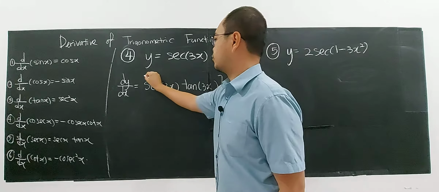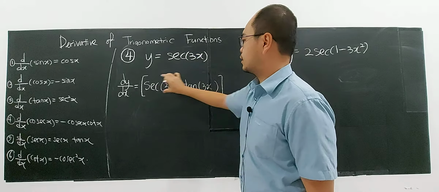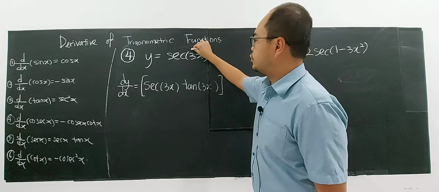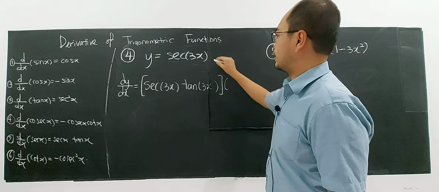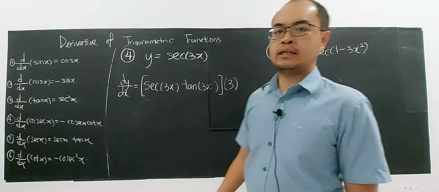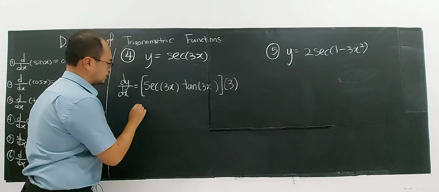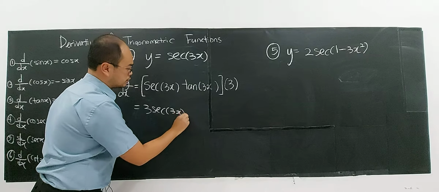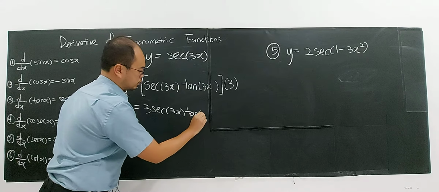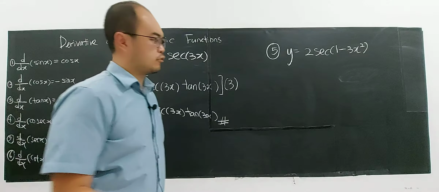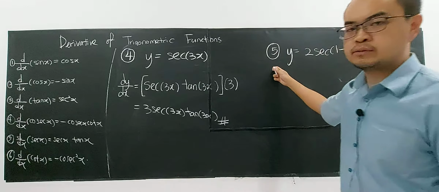This is the first step, right? You differentiate secant to get secant tangent, 3x, 3x, just follow. Later, you differentiate the angles inside there. So you have 3, right? Then that's the answer, which will be 3 secant 3x tangent 3x. Very easy.